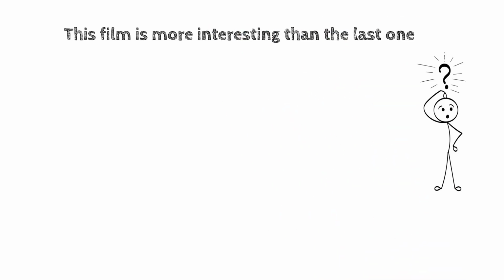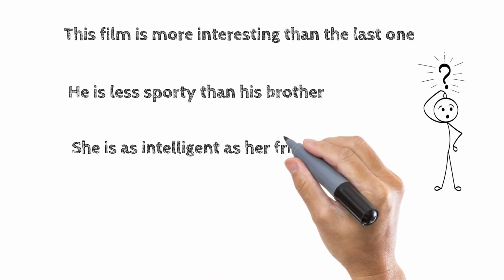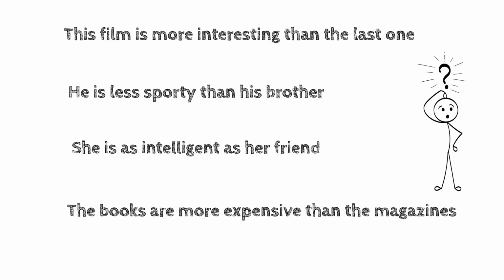Now let's have a look at some of this in practice. How would we say the following sentences? This film is more interesting than the last one. He's less sporty than his brother. She is as intelligent as her friend. And the books are more expensive than the magazines. Pause the video here if you want time to have a little think.